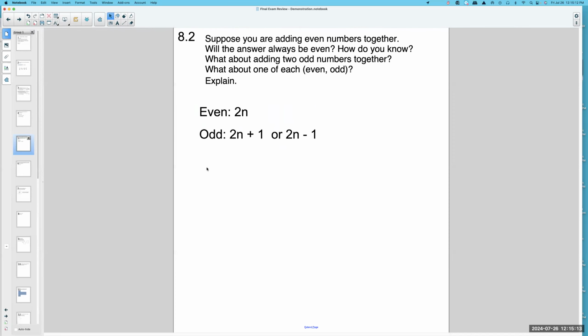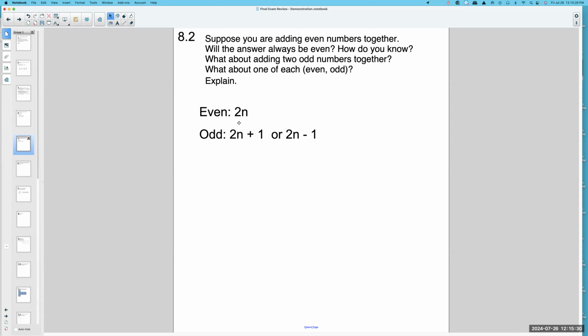And you can think of on a number line, they alternate. And you can use a number line to do this too if you want. The neat thing with math is you can explain this a bunch of different ways. I'm going to show you a couple here. So let's look at all the different situations.